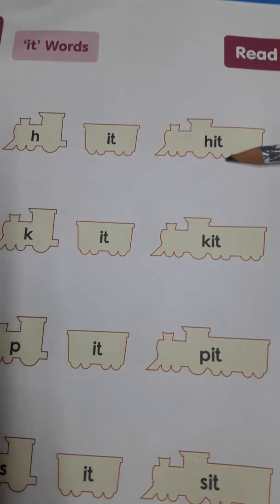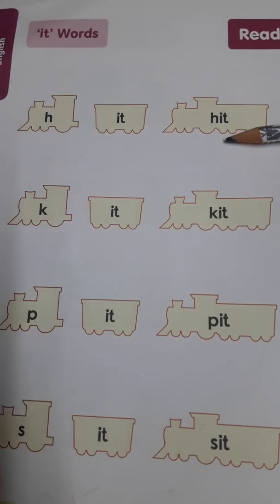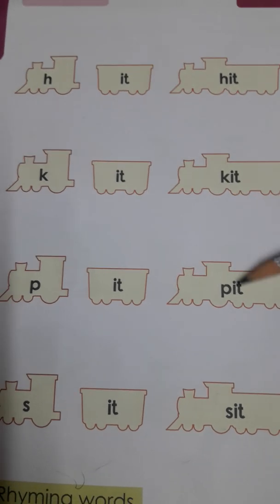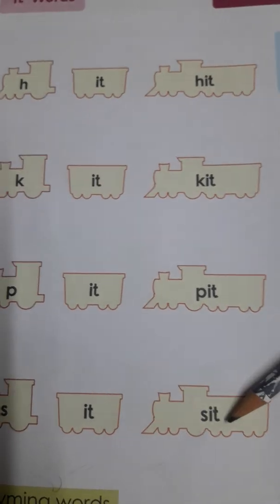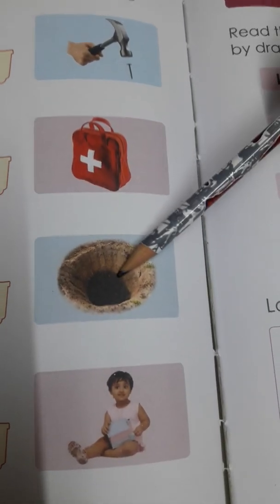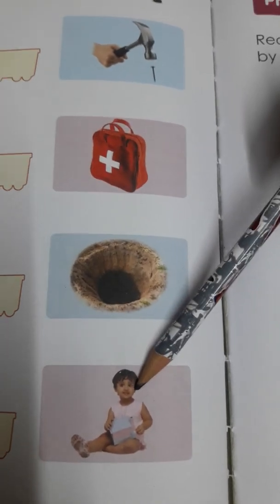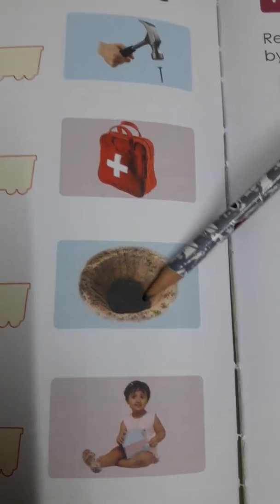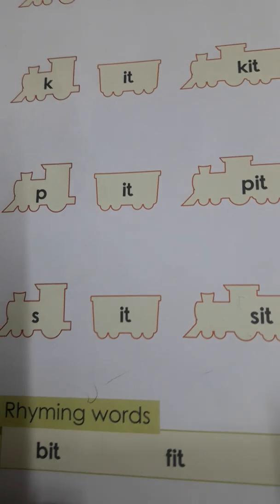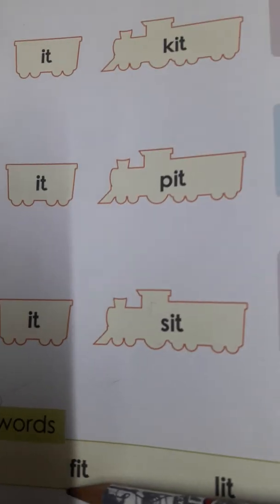And look at this. These are it words. Ha it hit, ka it kit, pa it pit, sa it sit. Look at the pictures. This is hit, kit, pit, sit. This picture is pit. This is kit. This is hit. And this is sit. And the rhyming words: bit, fit, lit, and zit.